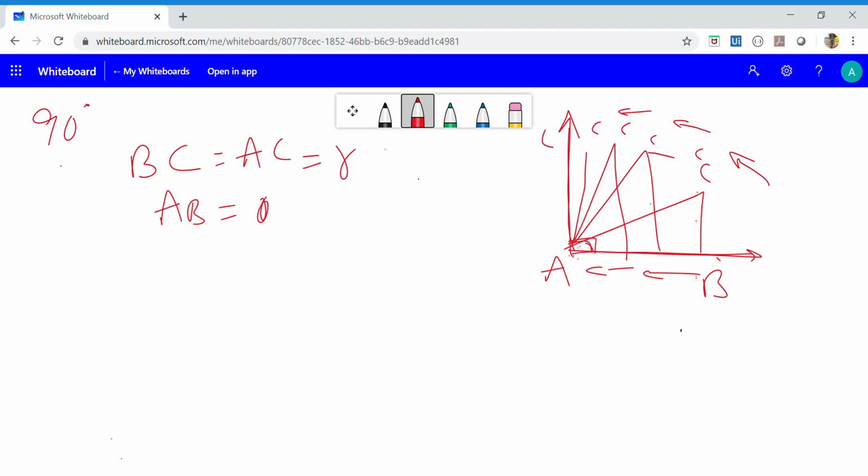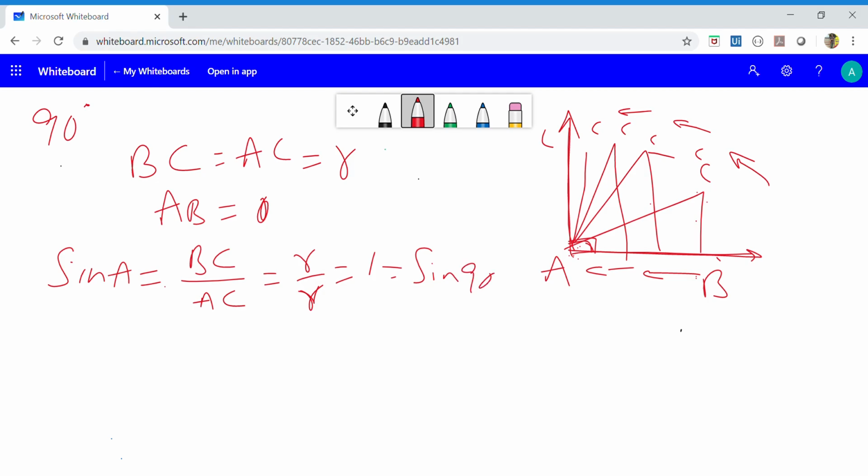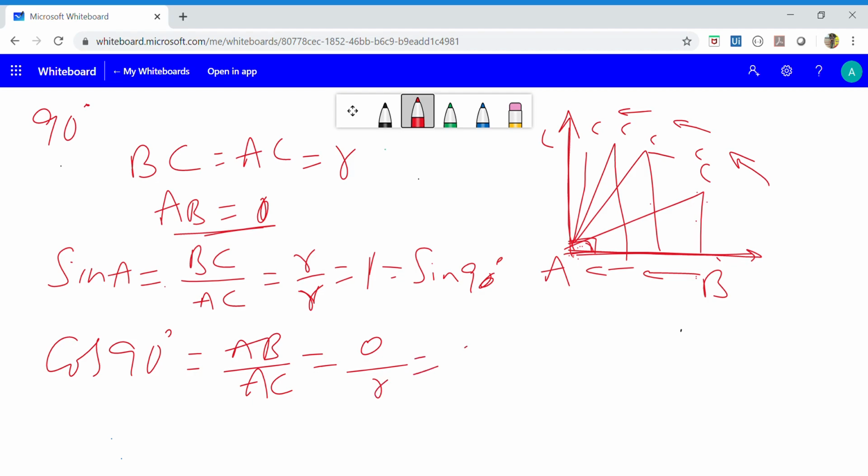Then what is sin A? Sin A is the opposite side, BC, by the hypotenuse AC. BC is equal to AC is equal to R. R by R is equal to 1, so sin 90 degrees is 1. Like that, for cos 90, the adjacent side to A is AB, by the hypotenuse AC. So AB by AC, AB is 0, so 0 by R is nothing but 0. Cos 90 is 0.